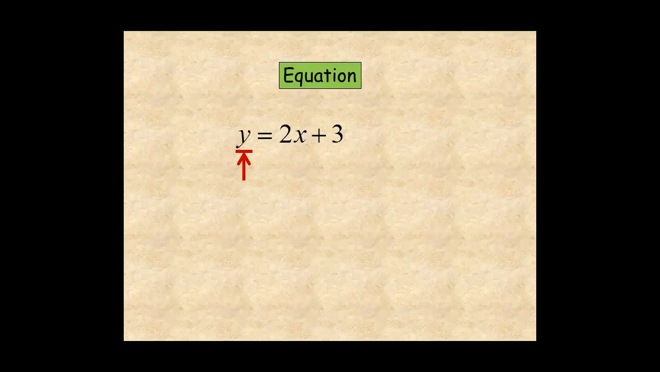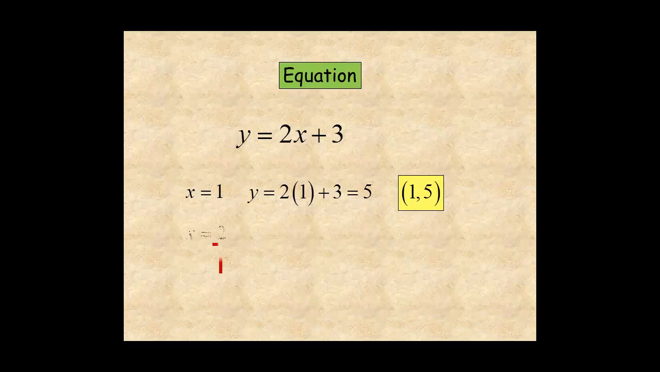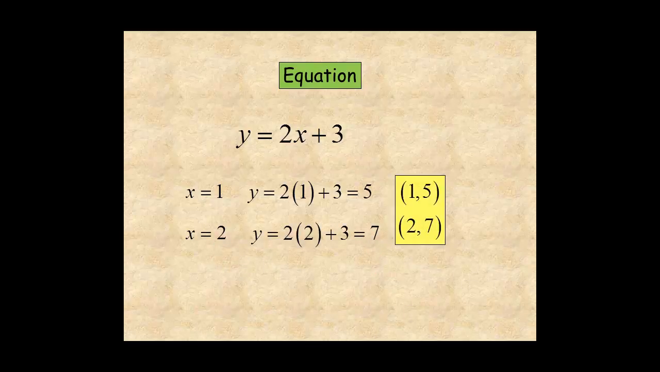For example, for x equals 1, y equals 2 times 1 plus 3 equals 5. So you have the ordered pair 1, 5. For x equals 2, y equals 2 times 2 plus 3 equals 7. And you have the ordered pair 2, 7. You can continue this process and generate as many ordered pairs as you want. Relations defined by equations will be described in another lesson.